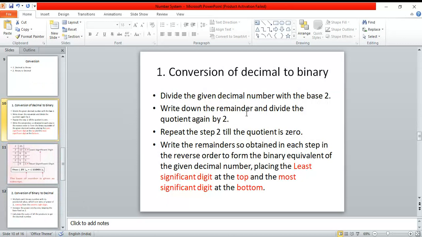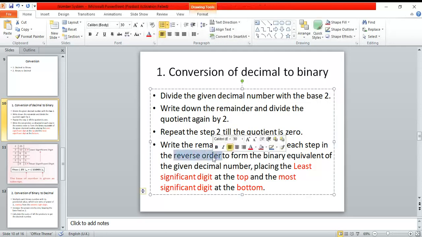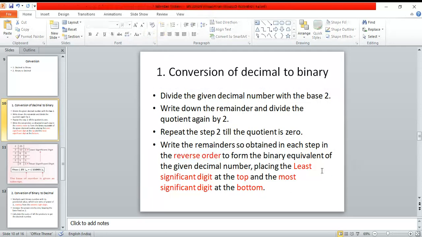Divide the given decimal number by the base 2. Write down the remainder and divide the quotient again by 2. Repeat the step till the quotient is 0 and write the remainders obtained in each step in reverse order. It's very important to write it in reverse order to form the binary equivalent of the given decimal number, placing the least significant digit at the top and the most significant digit at the bottom.